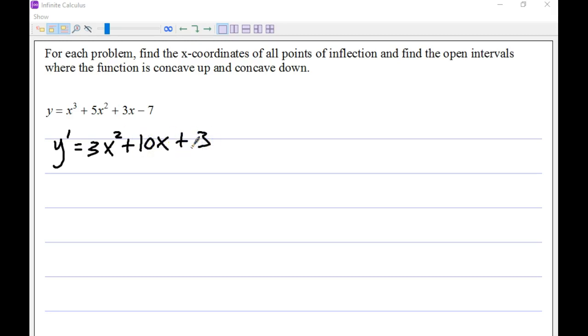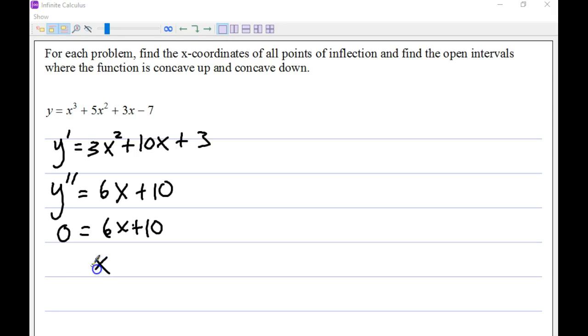First derivative can tell me where it's increasing, decreasing, and help me find relative extrema. But second derivative helps me find concavity. If you know concavity, you can find your points of inflection. So second derivative is going to be 6x plus 10. You're going to set that equal to 0 and solve for x. So minus the 10 and divide by 6, you're going to get -5/3.